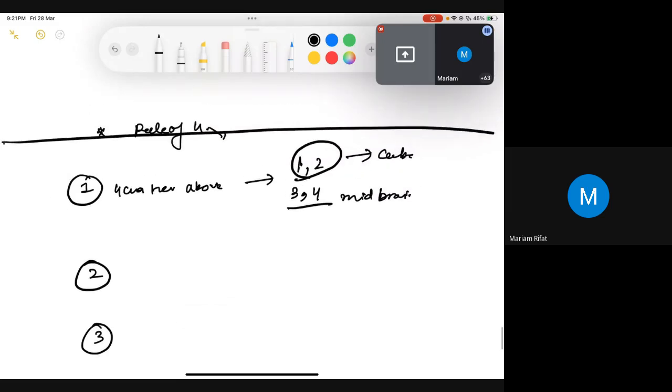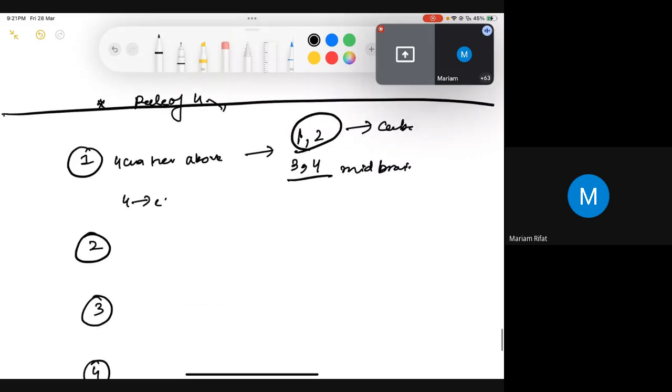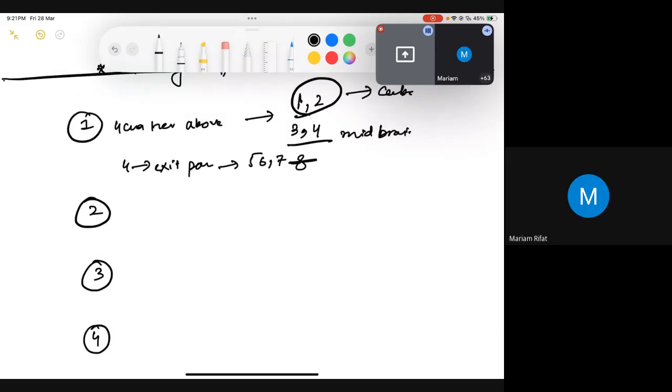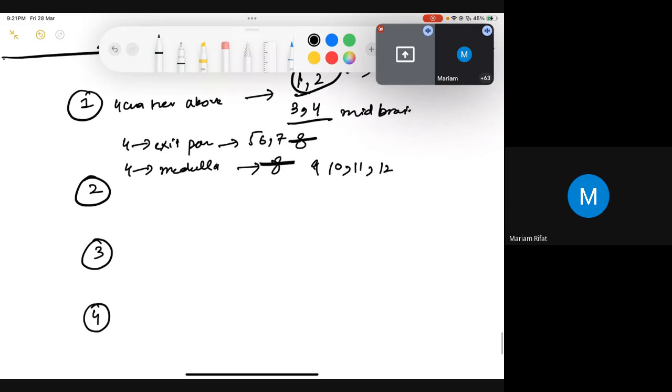So 4 are above the pons, 4 exit the pons, and 4 are in the medulla. The 4 that exit the pons are 5, 6, 7, and partial 8. And the last 4 in the medulla are partial 8, 9, 10, 11, and 12. Perfect. So that was our first rule.